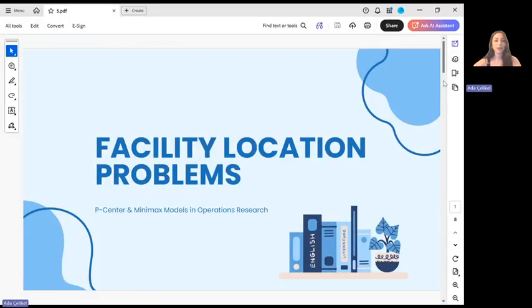Hi, today I'm going to talk about facility location problems, specifically the P-center or Minimax models in operations research. This topic is about finding the best locations for facilities like hospitals, warehouses, or fire stations in order to serve customers efficiently. Here, the important thing is that we focus on the facilities where the response time is important, like an ambulance or a fire station.